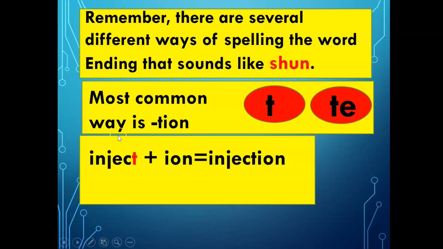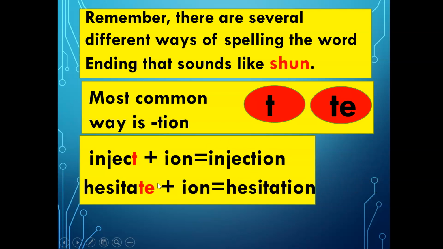Let's look at this root word, inject. It ends with T. We have added ION and it has changed its meaning. It is a new word now, injection. Similarly, we have hesitate, which ends with TE. Here we are adding ION and the word has got a new meaning, hesitation.